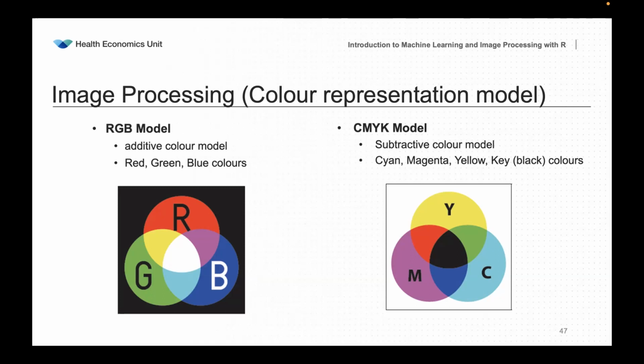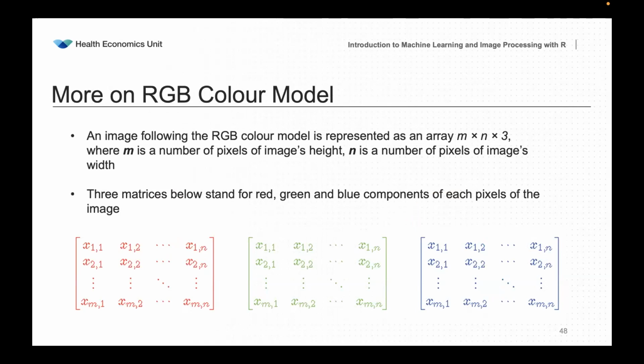So an image following the RGB model is represented by an array. The array is m by n by 3, where m is the number of pixels of the image height, n is the number of pixels of the width, and 3 is the plane dimension of the matrix. The 3 matrices give the red, blue, and green components of each pixel of the image. Basically, every one of the 3 colors has a different matrix: one for blue, another for green, and one for red.